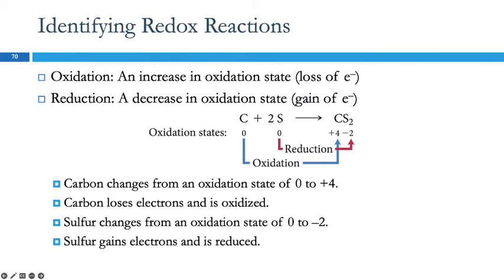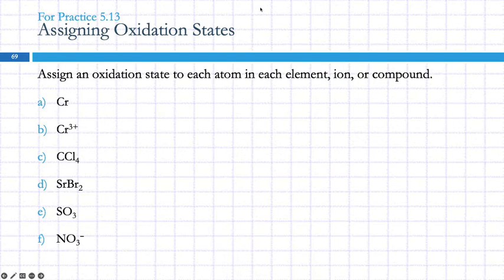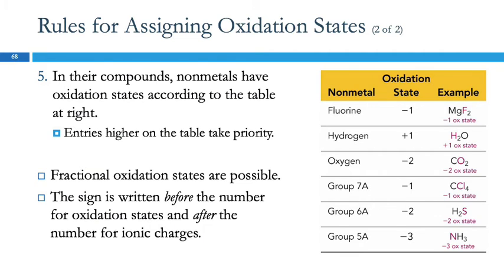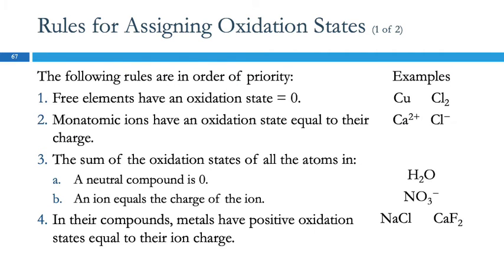So if we look at elements, the element copper, does it have a charge on it as an element? No. So no charge, the oxidation state is 0. Here's another element, chlorine, Cl2. There's no charge, right, on elements. So the oxidation state is 0. So anytime you have a free element, the oxidation state is 0.